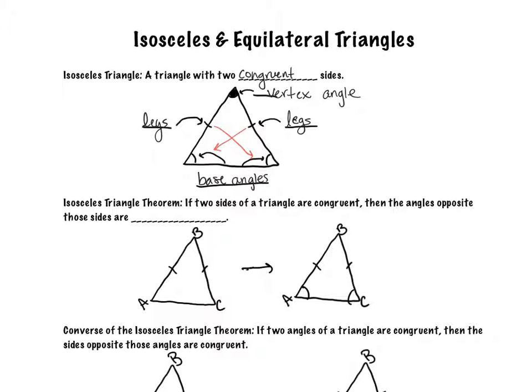I know. Alright, so isosceles triangles have a couple properties. If two sides of the triangle are congruent, whatever angles are opposite those sides are also congruent. So because these two sides are congruent, the angles opposite, angle A and angle C, are also congruent. That's just a general property of isosceles triangles.